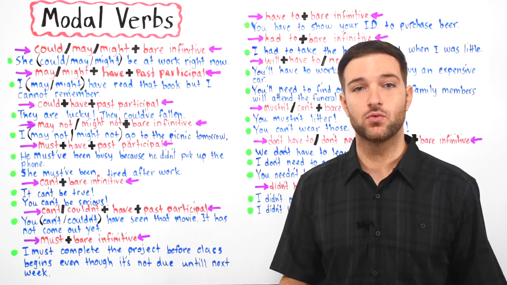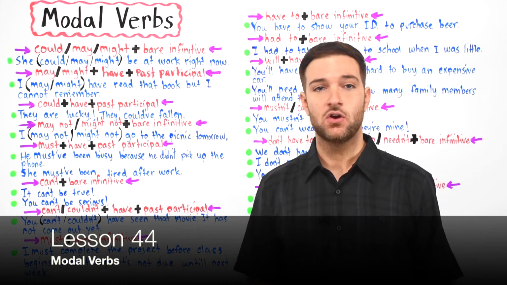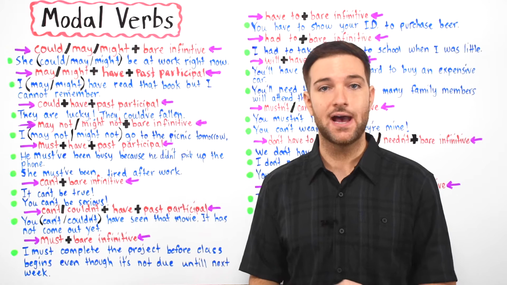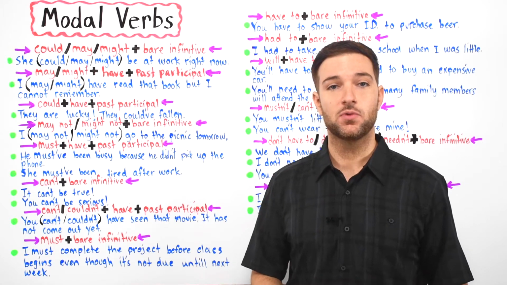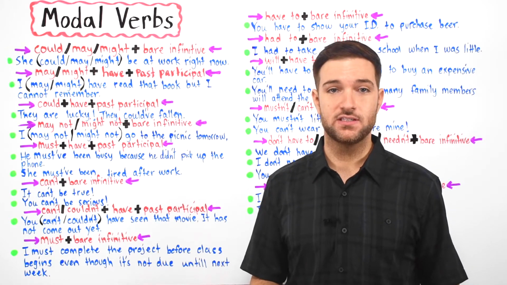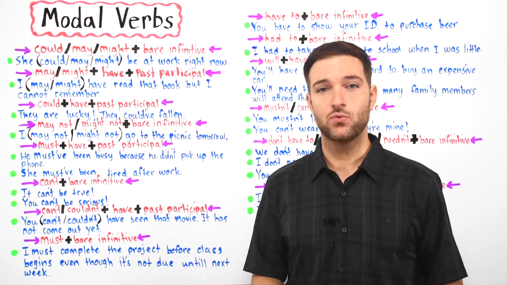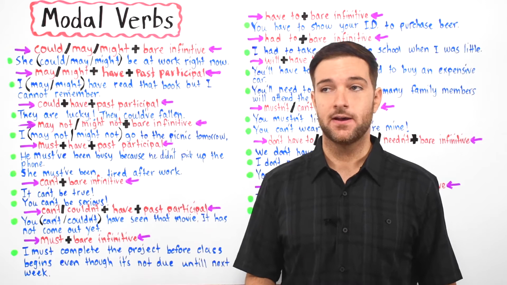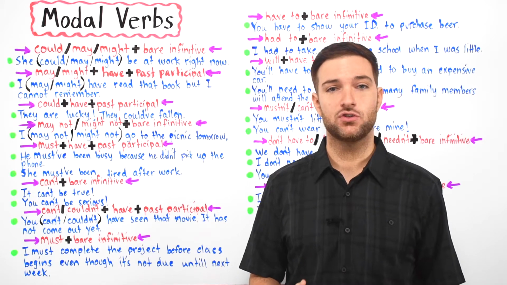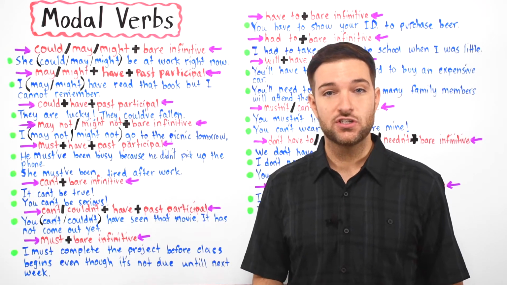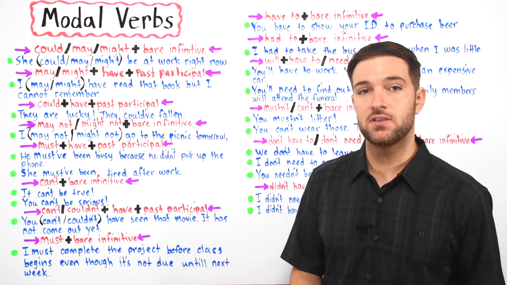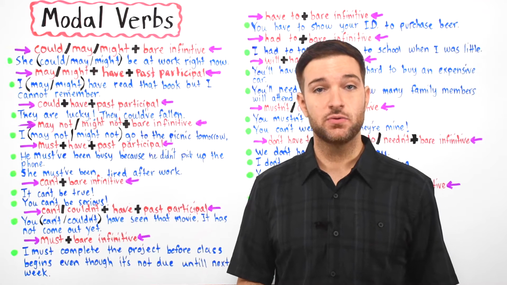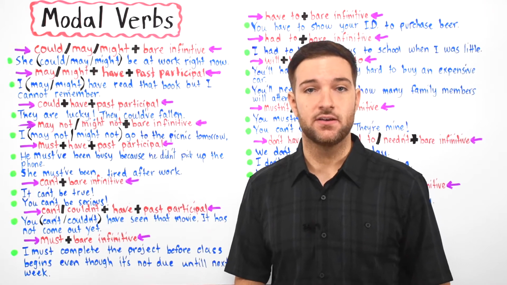This is lesson number 44, and in this lesson we are going to have a quick review of modal verbs, and we're going to talk about how they're useful. Now, modal verbs are used in a variety of situations, and in this lesson we're going to look at how they're used to express possibility, to make deductions about something, to express obligations or necessity about something, to express prohibition, and to express absence of necessity.